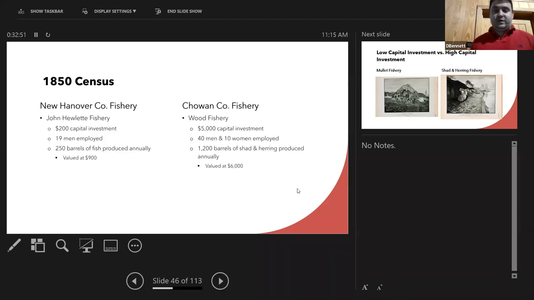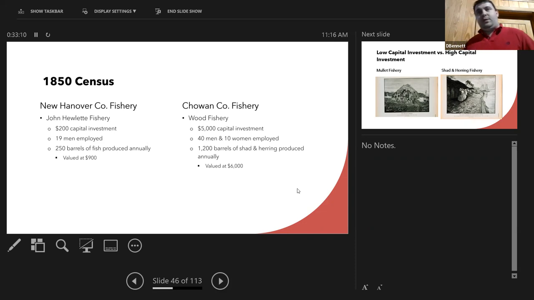And also 1850, you get more specific information. John Hewlett owned a mullet fishery in New Hanover County, and he had a $200 capital investment in that fishery, and he employed 19 men and produced about 250 barrels of fish valued at $900 a year.